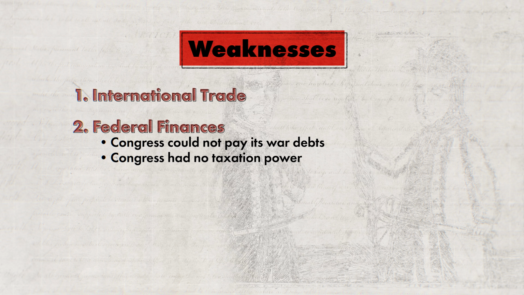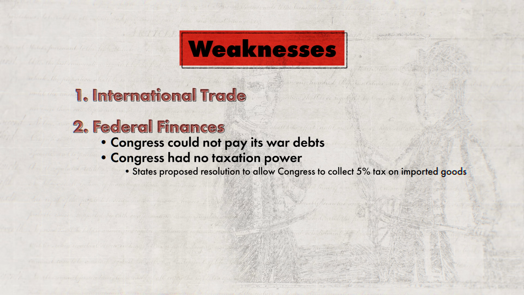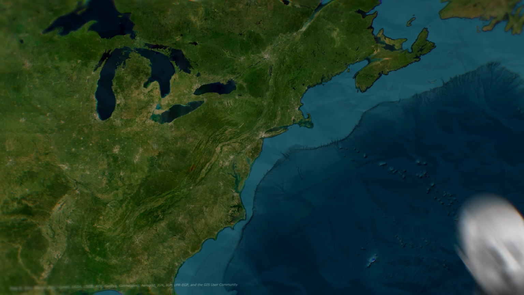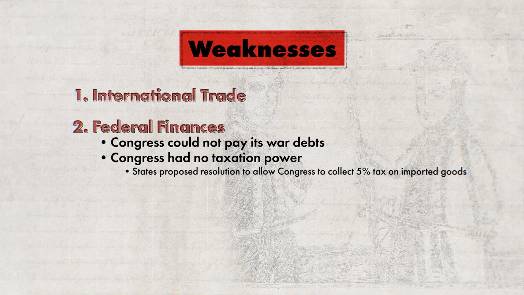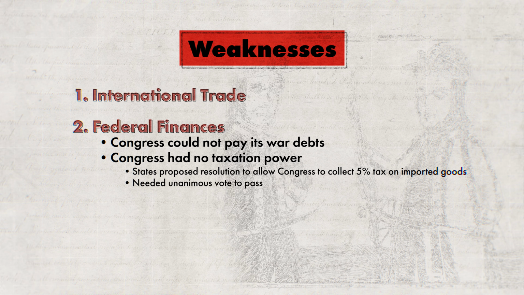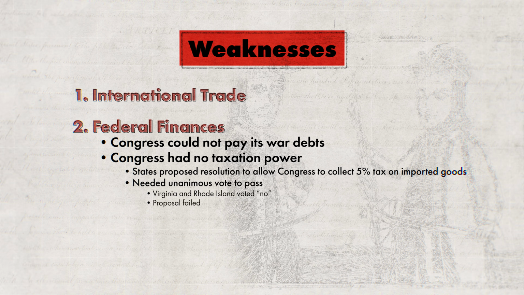So to remedy this problem, states proposed a resolution in 1782 which granted Congress the power to collect a 5% tax on imported goods. 11 states approved, but those rascally states, Rhode Island and Virginia, said no. And for that law to pass, a unanimous vote was required, another weakness of the Articles of Confederation, and since they didn't get it, Congress remained weak and broke.